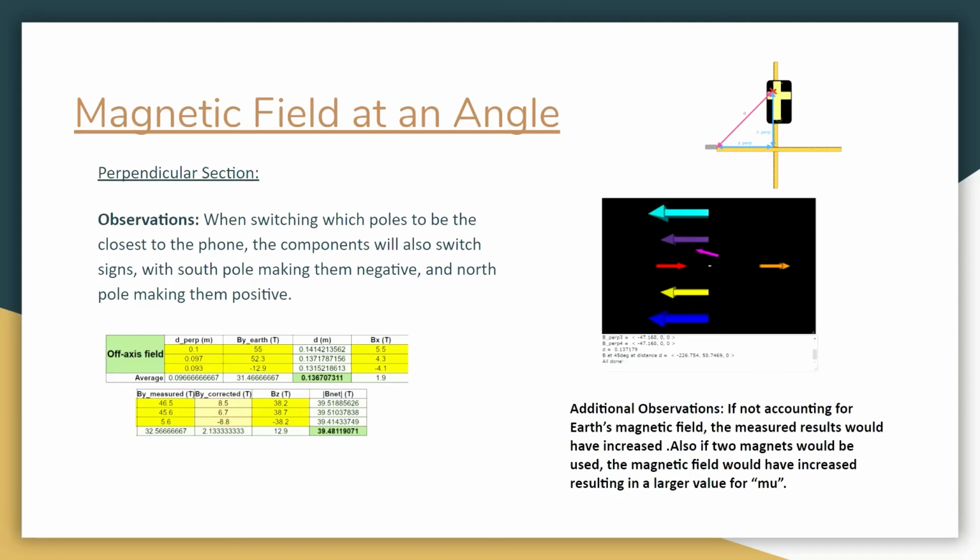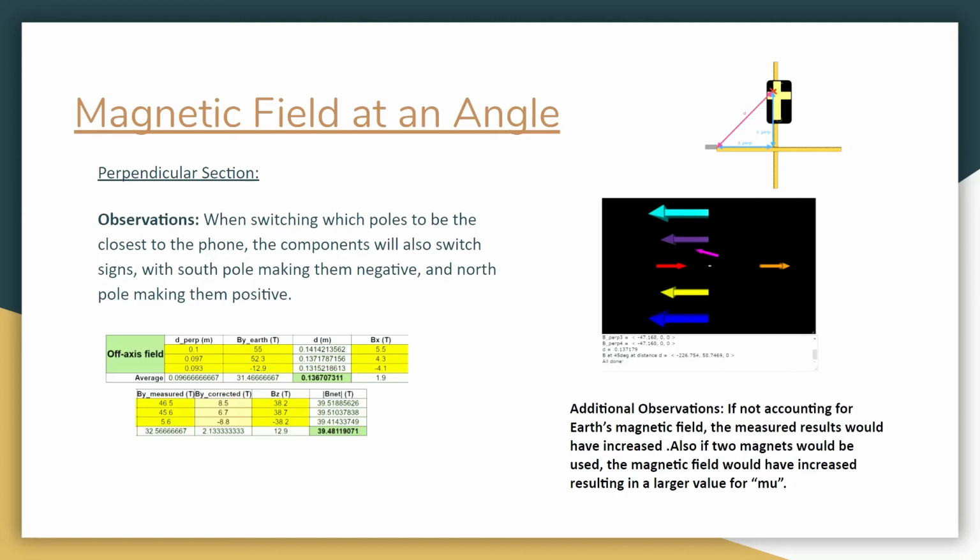Some additional observations that I made during the lab: I realized that if I didn't align my phone correctly, I would start getting much bigger values for the magnetic fields. I believe this is due to me measuring both the bar magnet as well as the Earth's field, so it's adding on top of what I'm trying to measure.